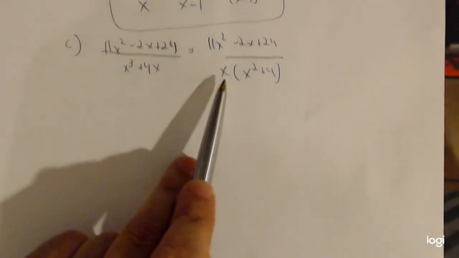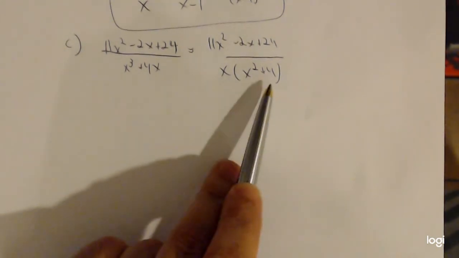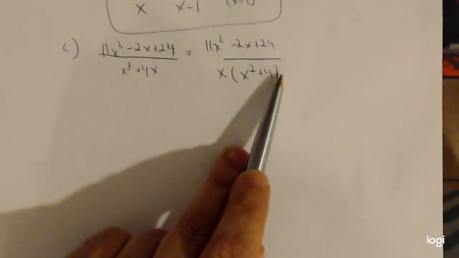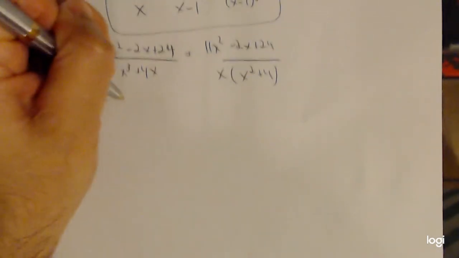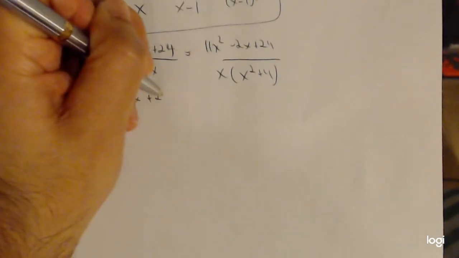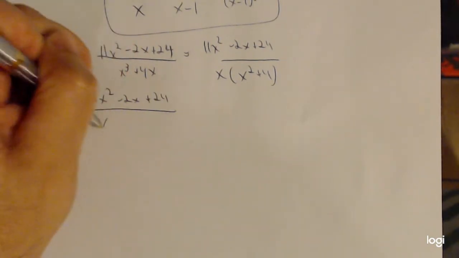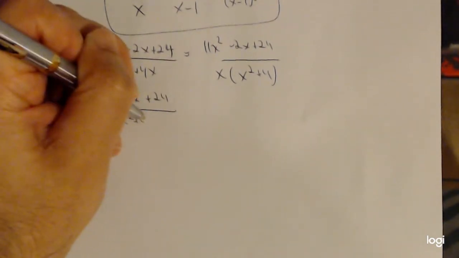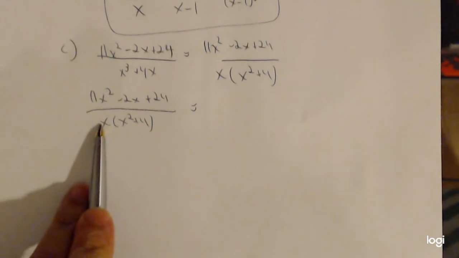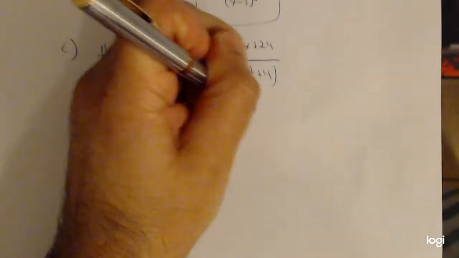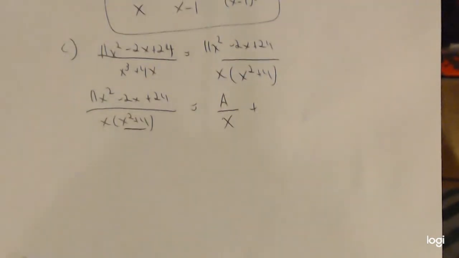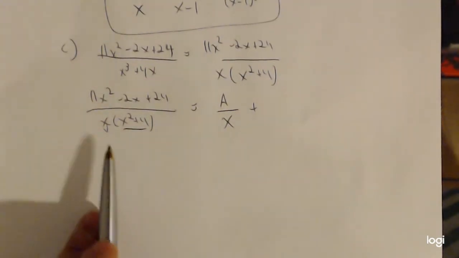So what do I notice? Linear, non-repeating. This is what? Nonlinear, non-repeating. So how would this break up? The 11x squared minus 2x plus 24 over x times x squared plus 4. What does that break up? This one is linear, non-repeating, so it'll be A over x plus, now this is nonlinear, non-repeating, so that one's been, we took care of that there.